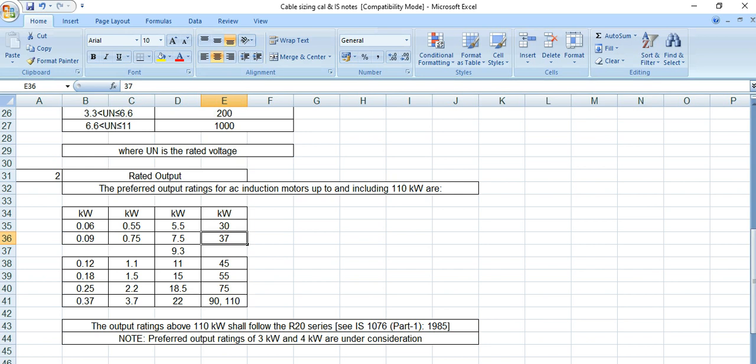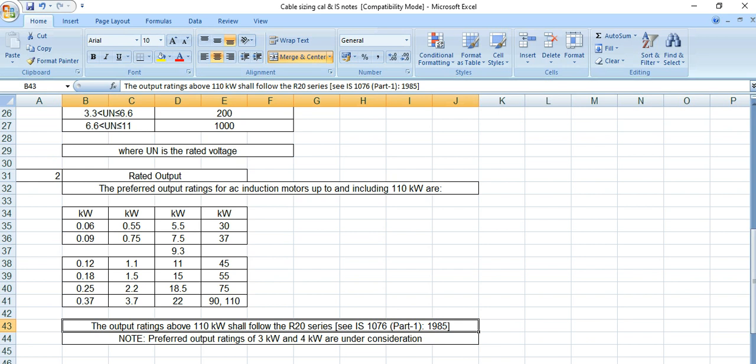Anyway, this is up to 110 kilowatt motor rating. This is obviously a low voltage three phase induction motor rating, and it can be used for a 415 volt, 400 volt, or 690 volt system. So these are the low voltage systems. And here I have written one line: the output ratings above 110 kilowatt shall follow the R20 series. You need to check Indian Standard IS 1076 Part 1.